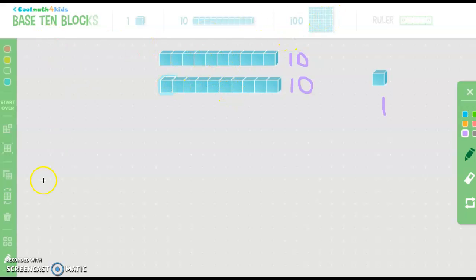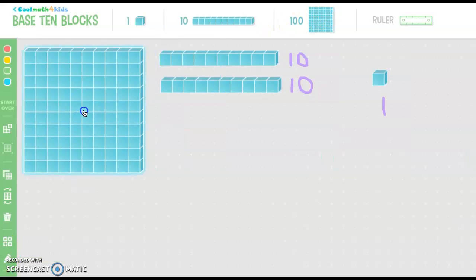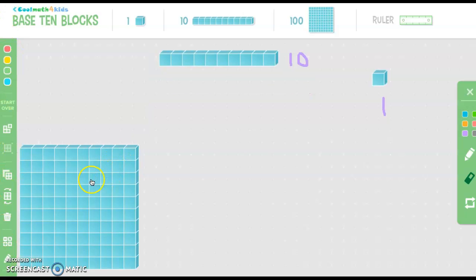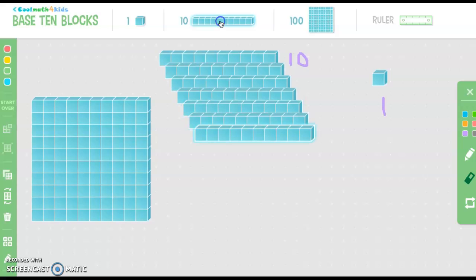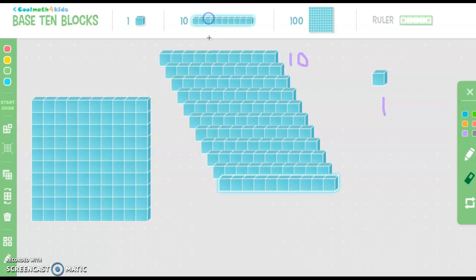Now the next value is the hundreds. So 100 we call a flat. And a flat is actually 10 tens. So what I'm going to do is I'm going to erase my numbers. So hang on just a second. So now I have my flat or my hundreds. And I'm going to bring out 10 tens. 1, 2, 3, 4, 5, 6, 7, 8, 9, 10.